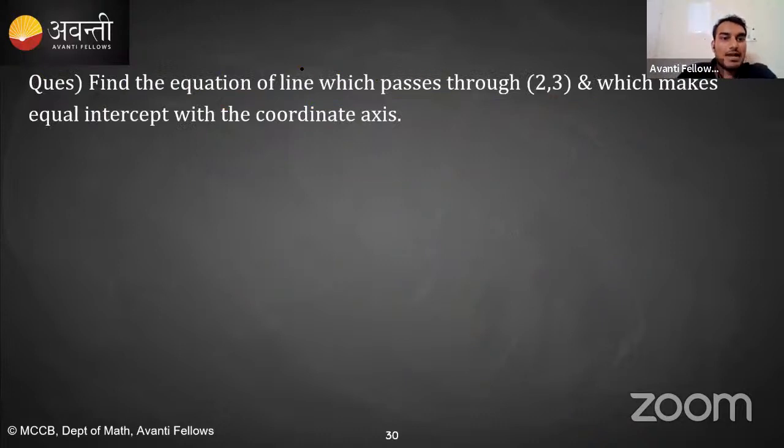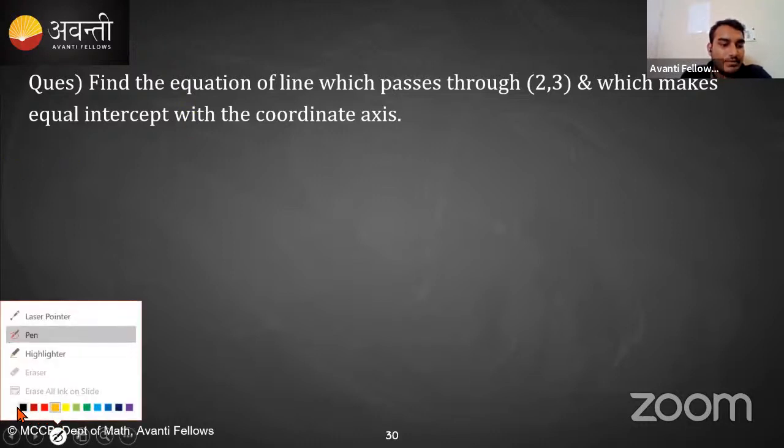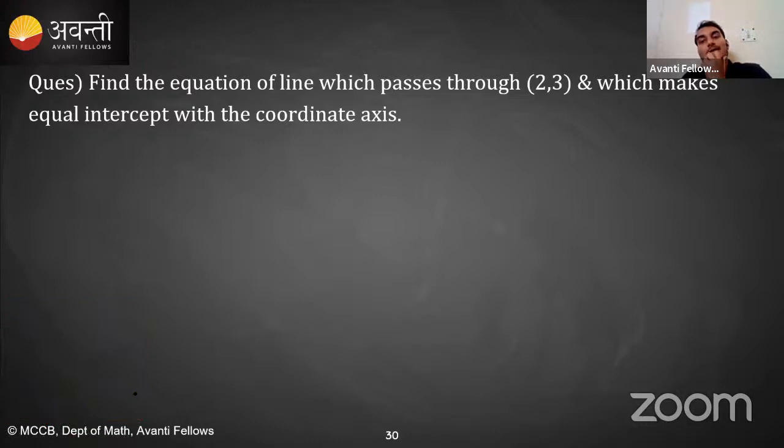Next question is, find the equation of line which passes through 2, 3 and which makes equal intercept with coordinate axis. Okay, so I am giving you 1 minute, students. Attempt this question and let me know the answer. Equation of a line which passes through 2, 3 and makes equal intercept with coordinate axis. तो equation of line बतानी है, क्या होगी?